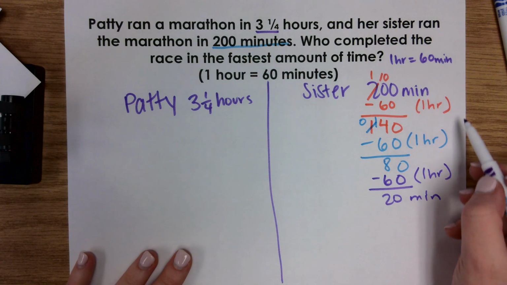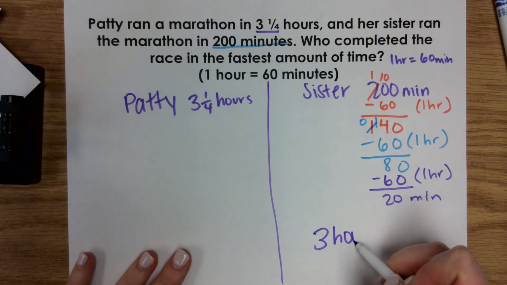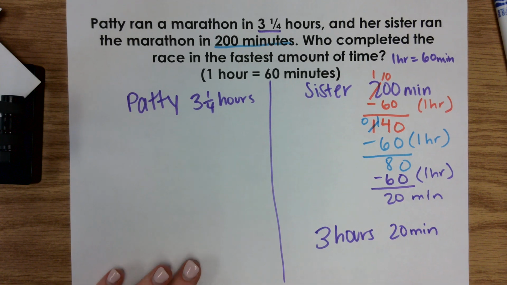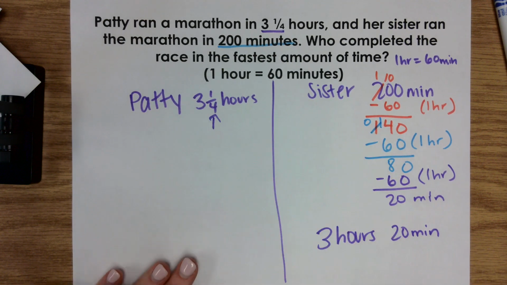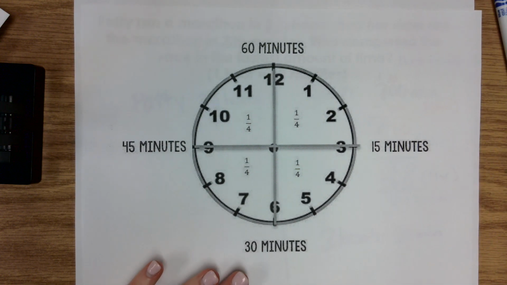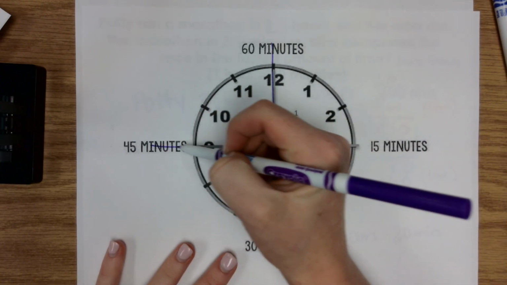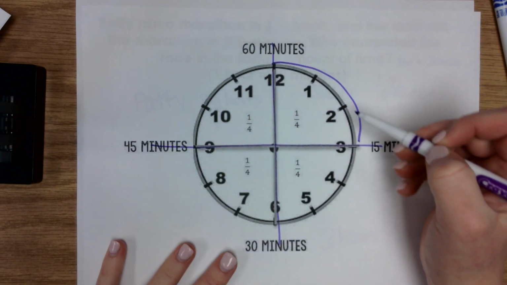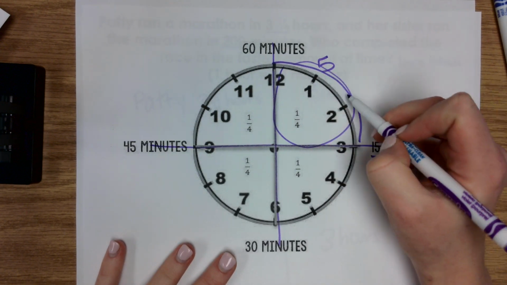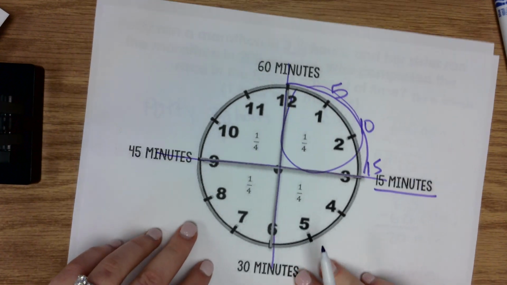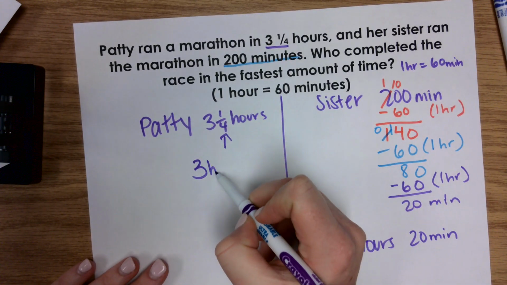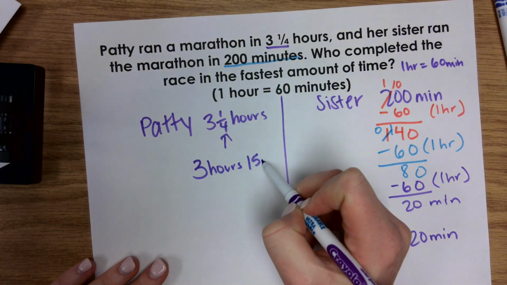So that is the same thing as saying 3 hours and 20 minutes. Well, we're not all the way converted because this is in 1/4 hours. So we can go back to our clock and think about what 1/4 hour is. And here's 1/4. And that's about 15 minutes because remember 5, 10, 15. So that's the same thing as saying 3 hours and 15 minutes.